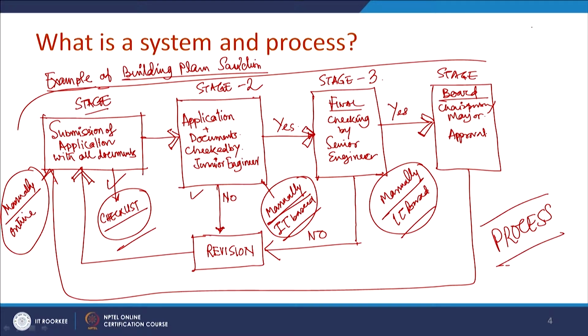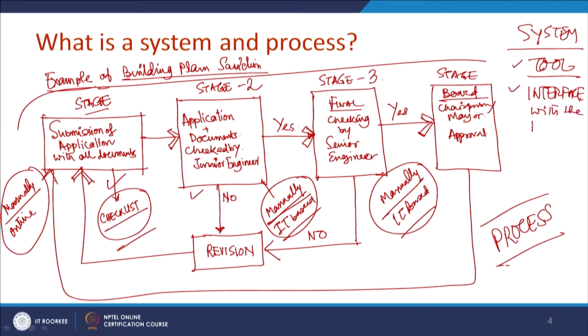So, system is basically a tool, an interface with the process, and this system could be different for each and every stage. So, that is how we define the systems and process.